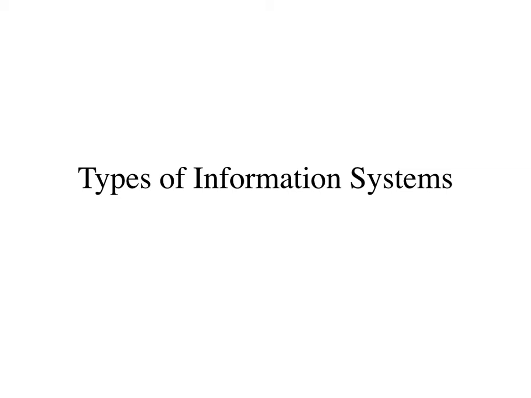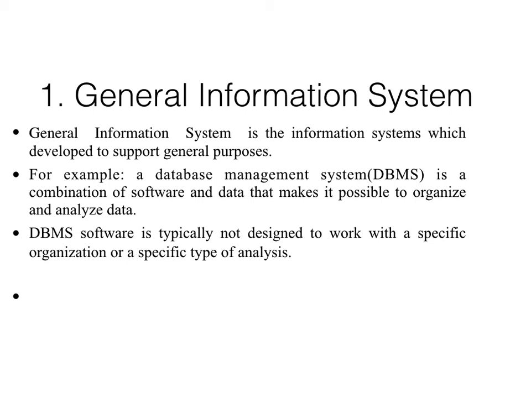Now we'll start to list the different types of information systems. We have two types of information systems: general information systems and specialized information systems. The first one is the general information system. The general information system is developed to support a general purpose. What is the meaning of general purpose? The general purpose is a purpose shared between different organizations and business fields, and everywhere we can find this purpose and this goal, and every organization needs to achieve this goal.